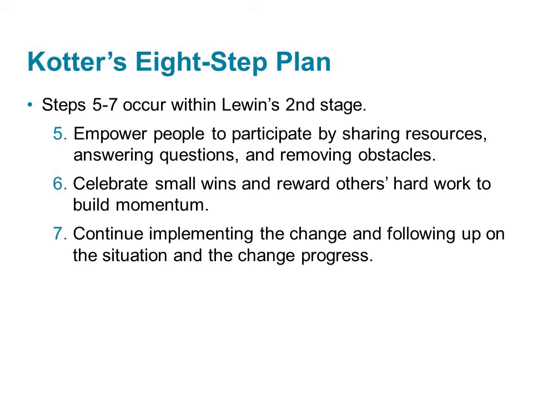Steps 5 through 7 in Kotter's 8-step plan represent Lewin's movement stage. In the 5th step, we empower others to act. We encourage them to participate in the change process, and we make it easier for them to do so by removing obstacles or resisting forces. This also involves sharing resources and answering people's questions about the change.